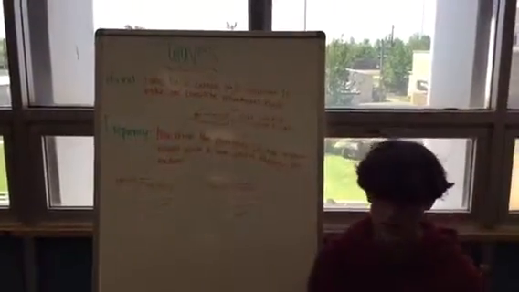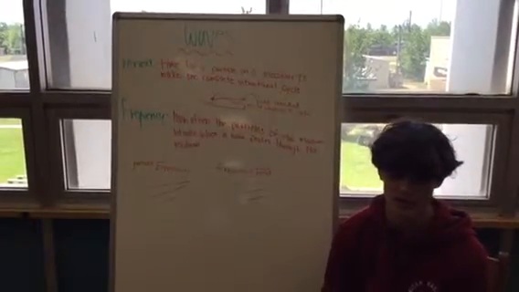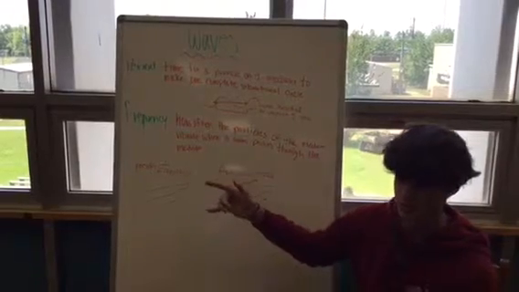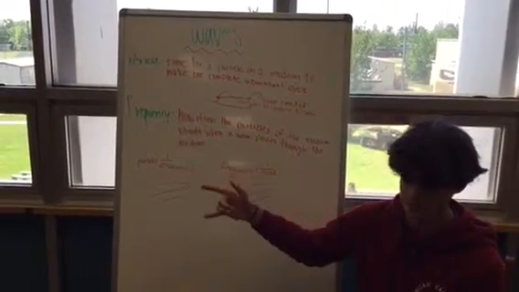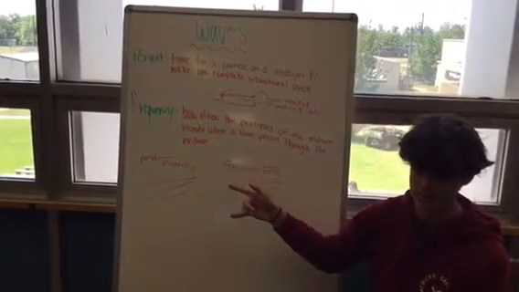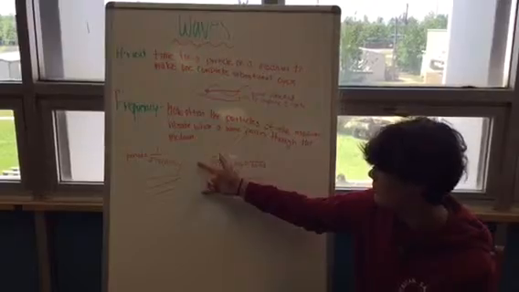But frequency, on the other hand, refers to how often the particles of the medium vibrate when a wave passes through the medium. That basically means the number of waves that pass through the medium in a given amount of time, or in other words, the period. They're reciprocals of each other and can be found with these equations.